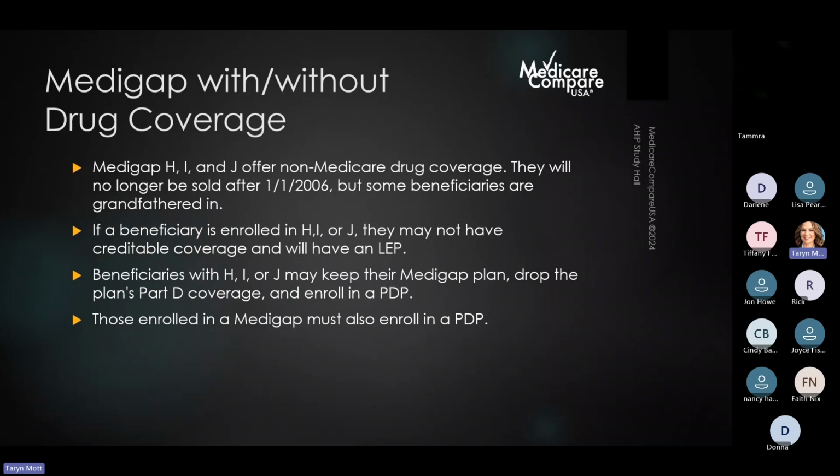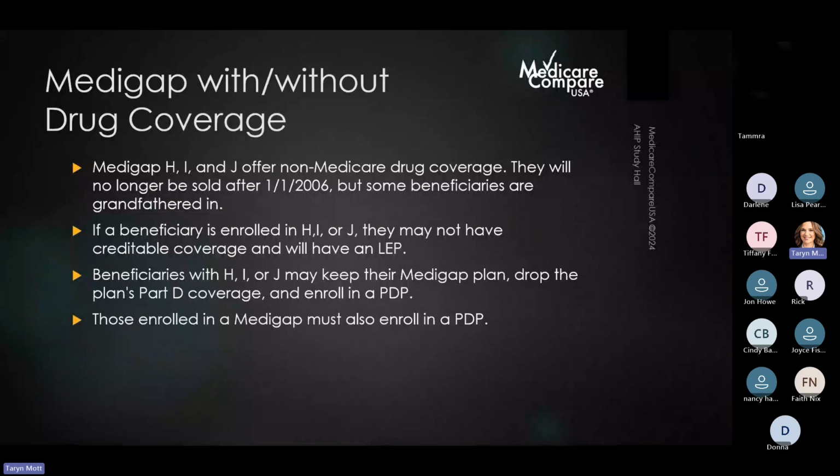And if a beneficiary is enrolled in H, I, or J, they may not have credible coverage and would have a late enrollment penalty. So that was very interesting to me as well. That one sentence. It's not even on the test that I can see so far that I've taken, but that was just very interesting to me.